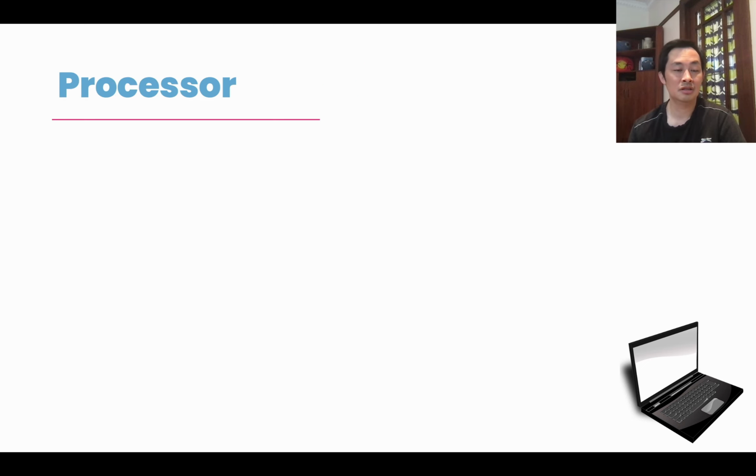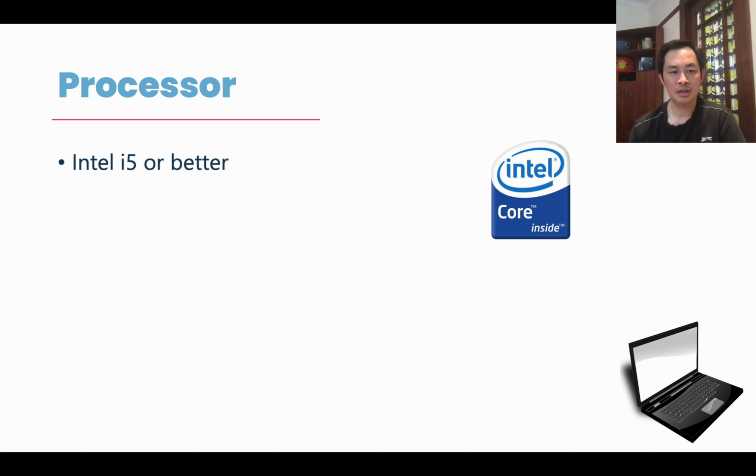The next thing is the processor. Now you would see an Intel i5 or better. Now Intel comes in different numbers. They normally have 3, 5, 7 odd numbers in this thing. I would definitely recommend an i5 at least if you're looking for the laptop.